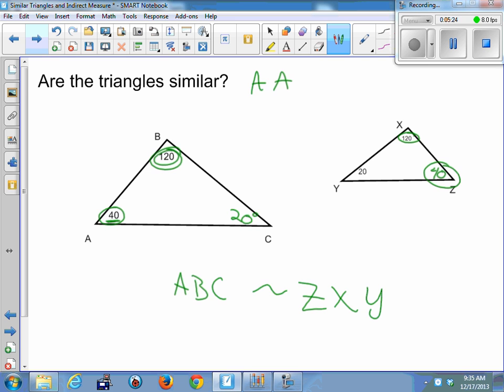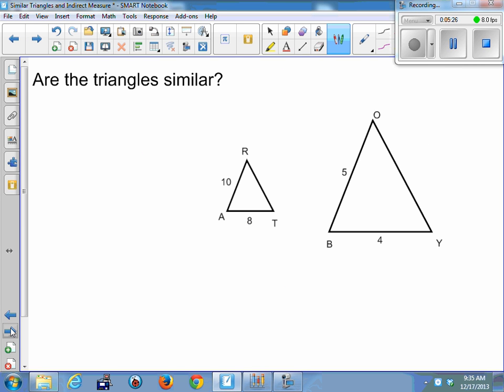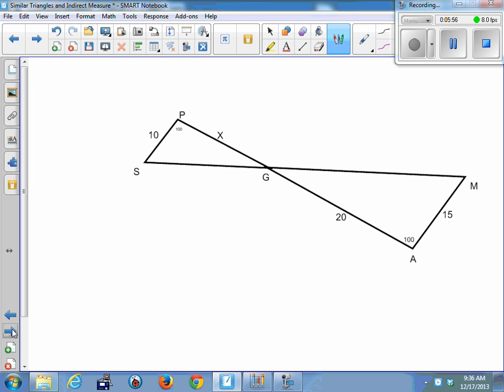That's our similar triangles. Now, the other thing you can do with some of these is, not always can you prove that they are similar. Like this, we have 10 to 5, 10 to 5, 8 to 4. So we have side, side, but we don't have anything else. So we cannot necessarily say these triangles are similar.